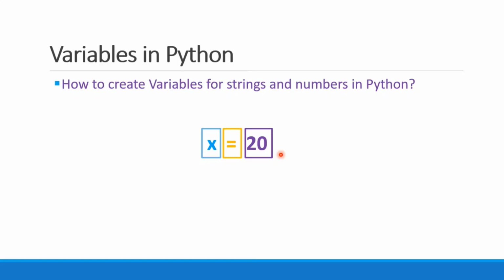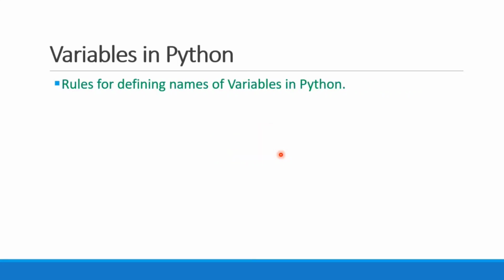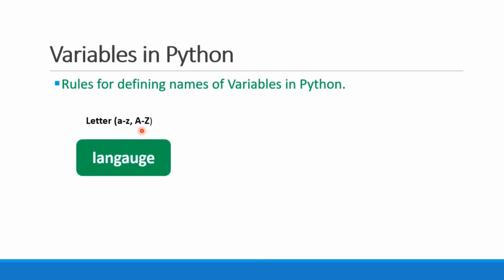So now see what are the rules that are defined in Python for creating names of variables. Rule number 1: the variable name can start with a letter from small a to z or capital A to Z. Here you can see this language is a legal variable, because it is starting with a small letter L. Similarly, this Language is also a legal variable because it is starting with a capital L, and it is allowed in Python to start a variable name with a capital letter or a small letter.